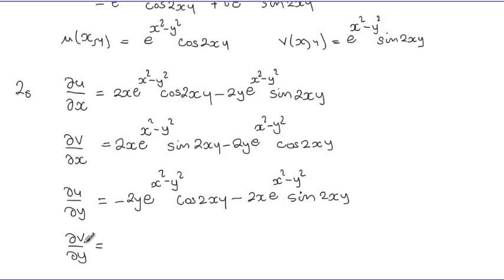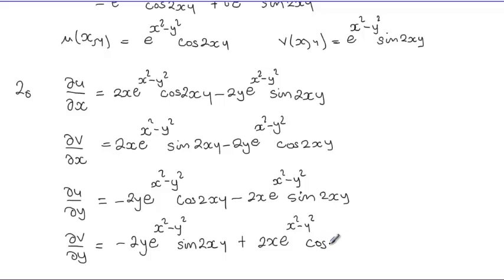Now turning to ∂v/∂y, we will first differentiate this function with respect to y, which is going to give us minus 2y e to the power x squared minus y squared multiplied by sine 2xy, plus, now we're going to differentiate sine with respect to y, and the derivative of the argument is going to be 2x, so write here 2x e to the power x squared minus y squared cosine 2xy.